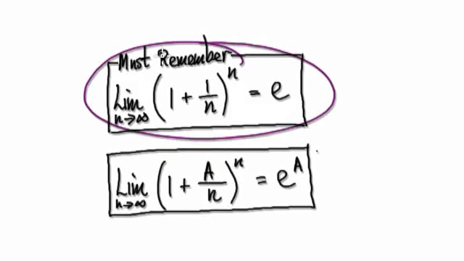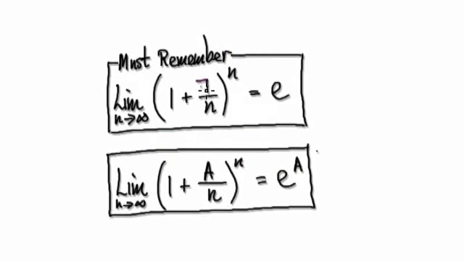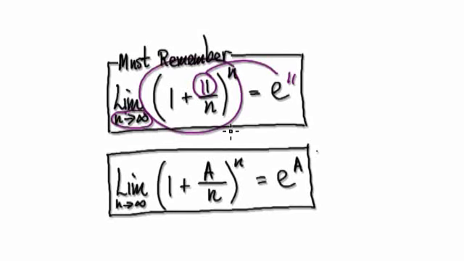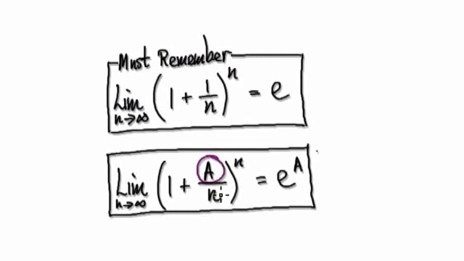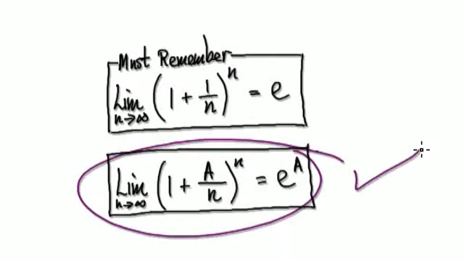So for example, if you have, let's say, 7 over n, as n heads towards infinity, the limit of this will be e to the power of 7. Or if you have 11 over n, as n heads towards infinity, the limit of this will be e to the power of 11. So if you have any constant over n as n heads towards infinity, then the limit of this whole thing will be e to the power of that very same constant. So in this video, we're going to try and understand why this is true.